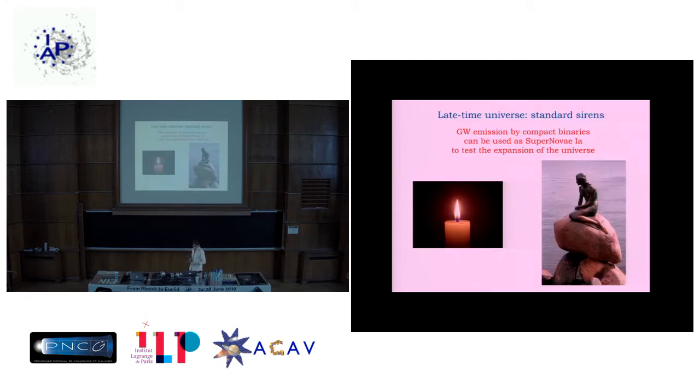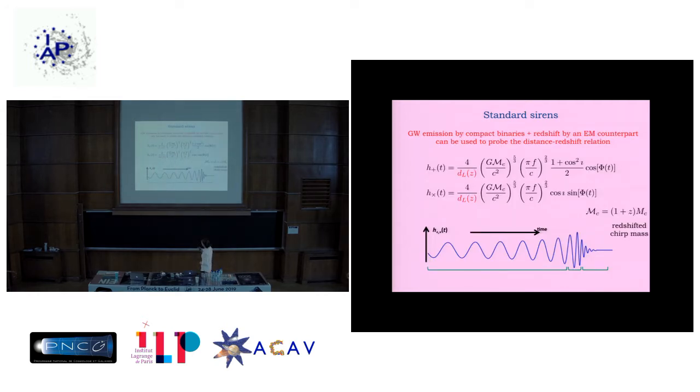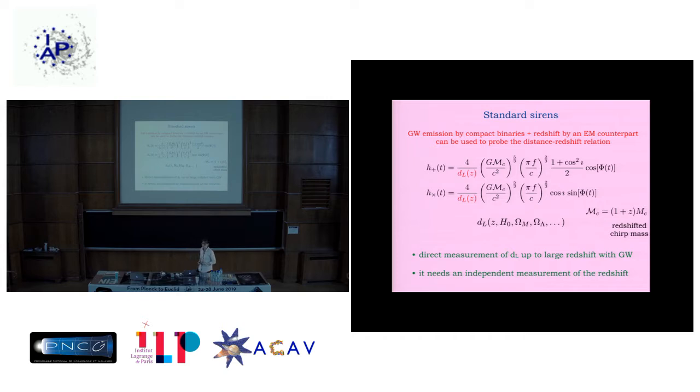To start with the first topic, this is what is called standard sirens. It is the fact that gravitational wave emission by compact binaries can be used, much as supernovae, to test the expansion of the universe. Now, the point is the following. If you look at the waveform which is emitted, if your binary is at a cosmological distance, the factor 1 over r, which is common to every spherical wave, here becomes 1 over the luminosity distance. So gravitational wave measurements provide a very clean measurement of the luminosity distance of the binary which is emitting gravitational waves.